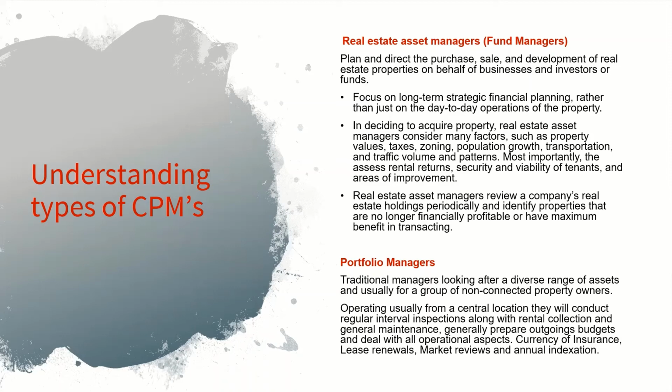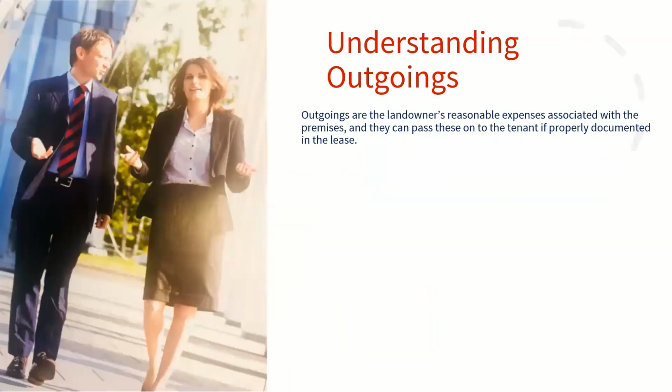So understanding the different roles there then takes us on to the imposition of outgoings and understanding the role that they play in commercial investment. Outgoings are the landlord's reasonable expenses associated with the premises that they are then looking to pass on to the tenant, if properly documented inside the lease.